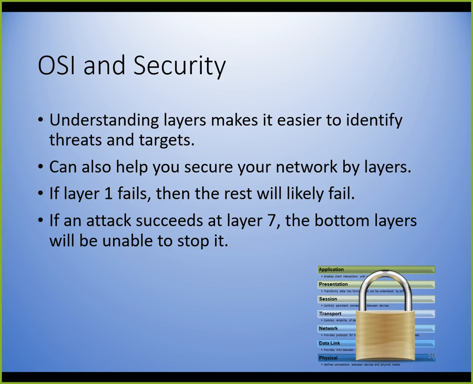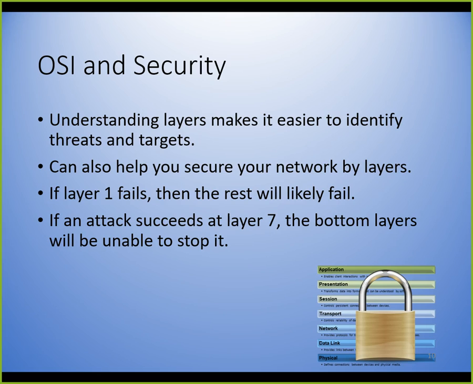So we have all of this stuff. Understanding the layers makes it easier to identify the threats and the targets. It does, kind of, sort of, at least. What we've got to understand is what the threats are at each of the layers, and that helps us secure it by layer. If layer 1 fails, the rest of the network likely will fail.